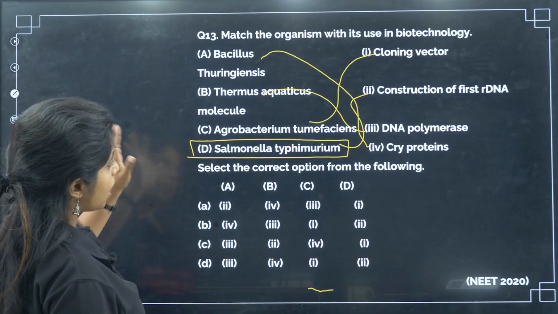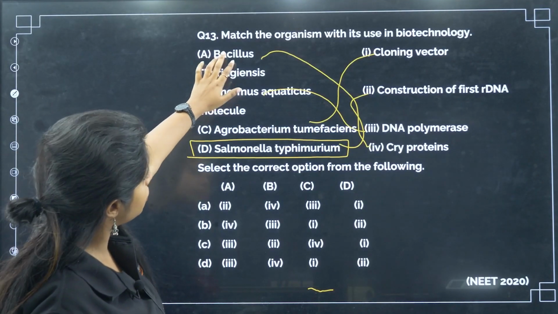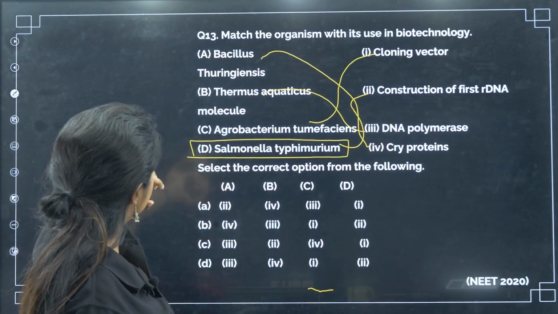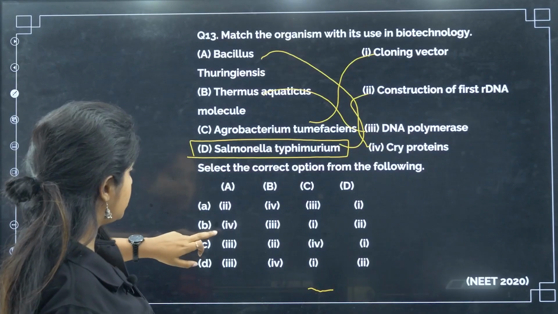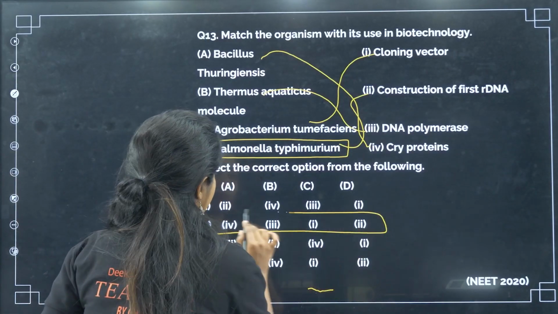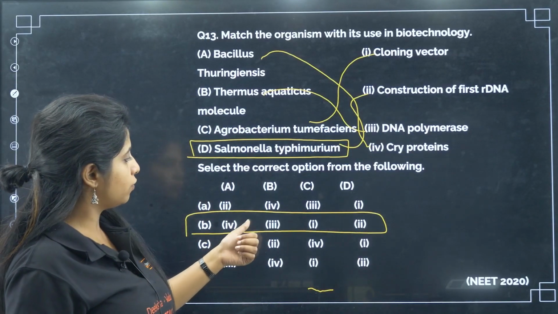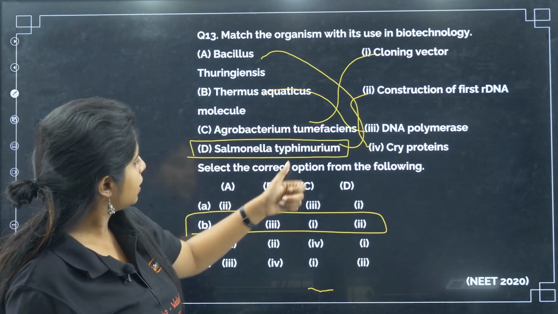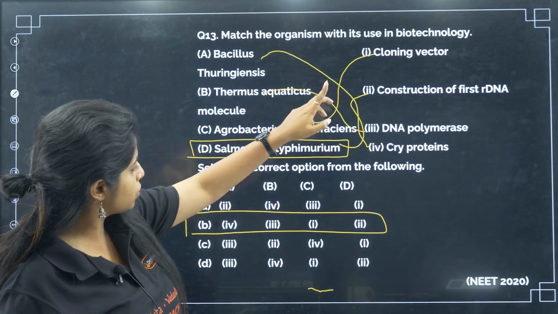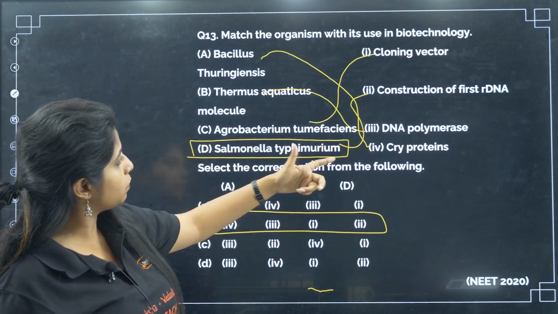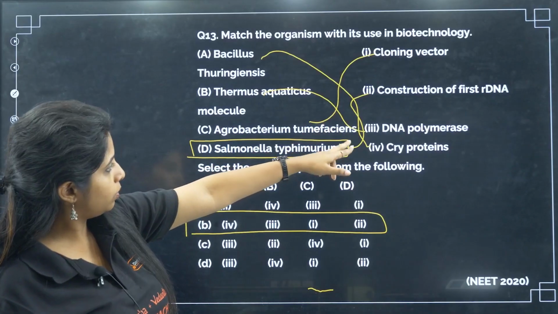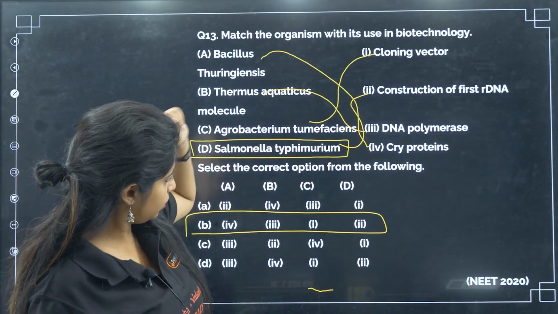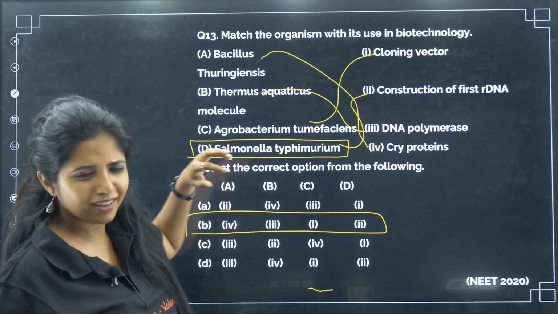So this is how it goes. Bacillus thuringiensis is for cry proteins. A goes with 4. I have only one option like that, and hence this becomes my answer. So A goes with 4, B goes with 3, yes. And Agrobacterium tumefaciens goes with the vector, and Salmonella typhimurium goes with construction of the first rDNA.